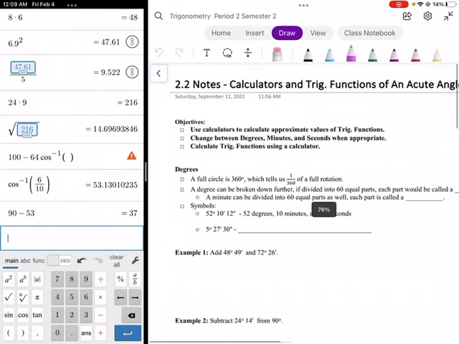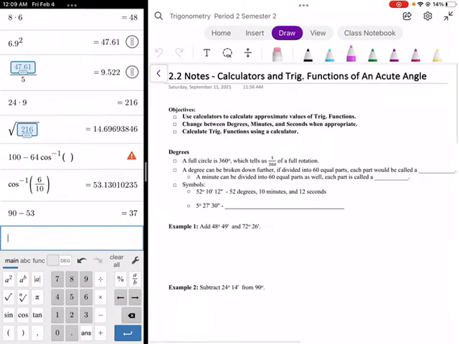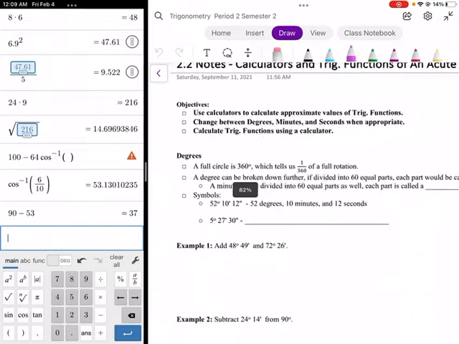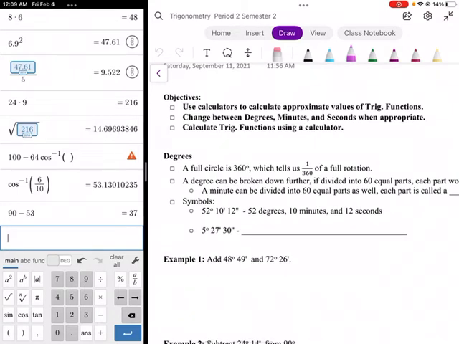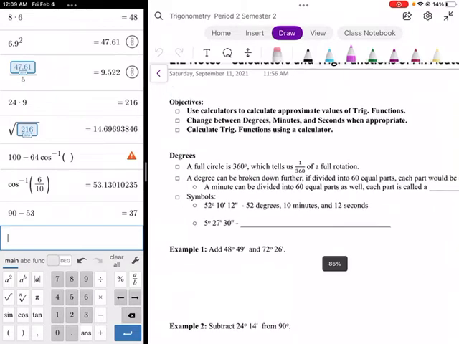2.2 is on calculators and trig functions of acute angles. So in this lesson, we're going to use calculators to calculate approximate values of trig functions, change between degree minutes and seconds when appropriate, and calculate trig functions using a calculator.